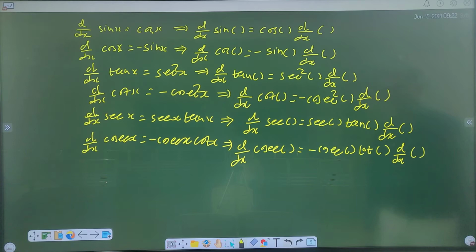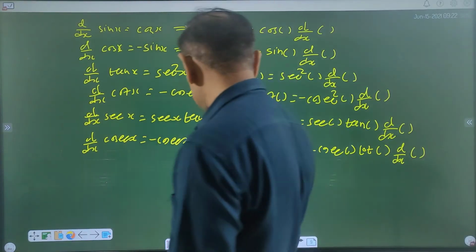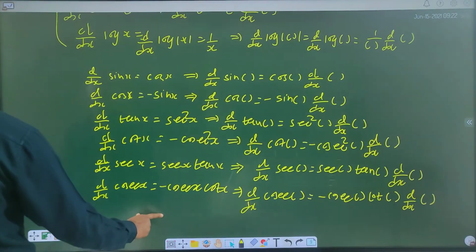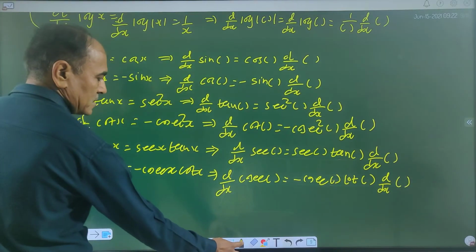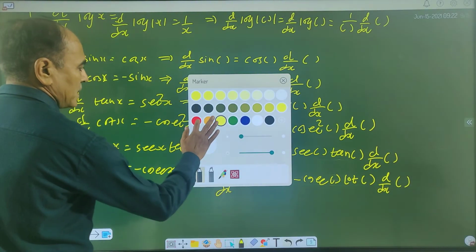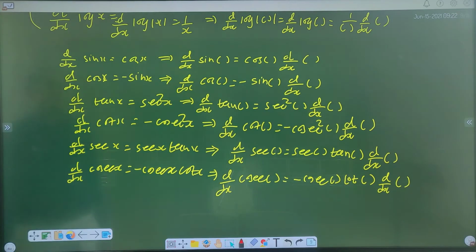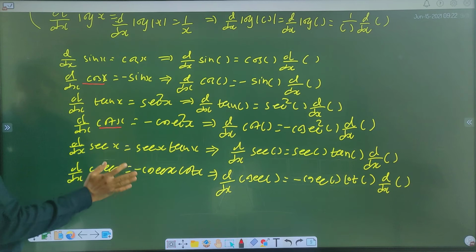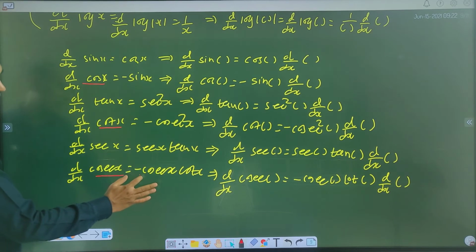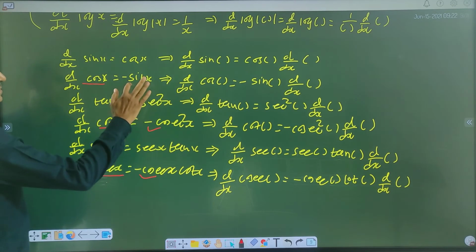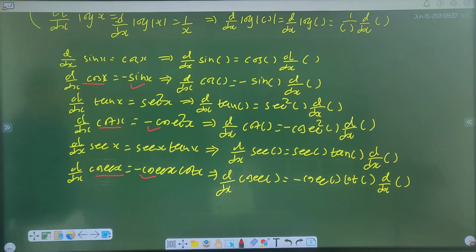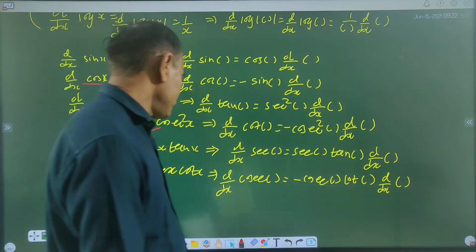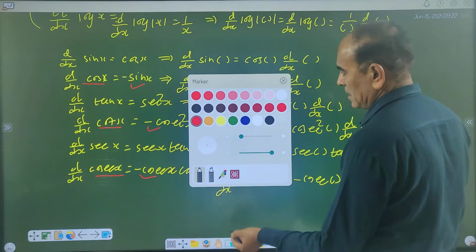Okay? Now you can see that these are the six trigonometric forms. Keep one thing in mind: a function starting with c has a negative derivative. See? Same way, six inverse trigonometric forms are also there. So let us see what the forms are.